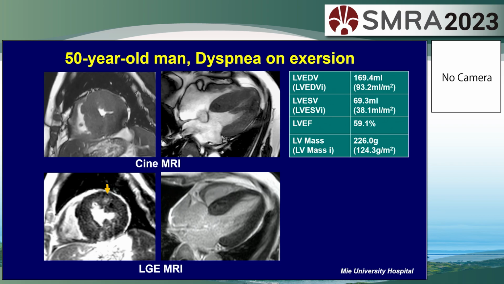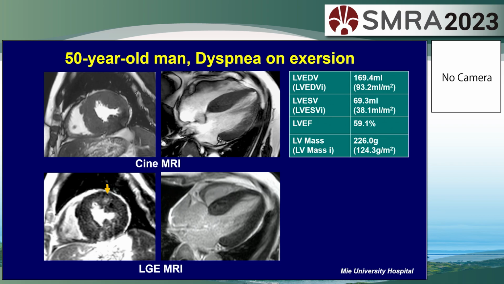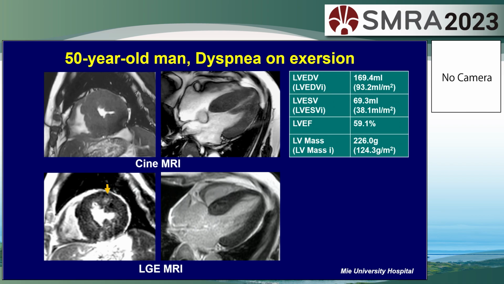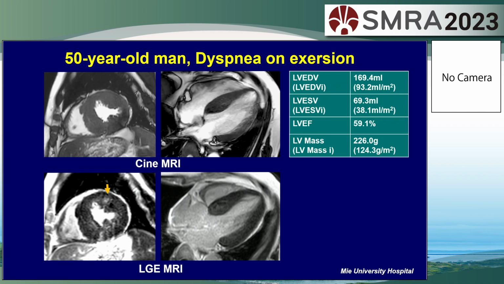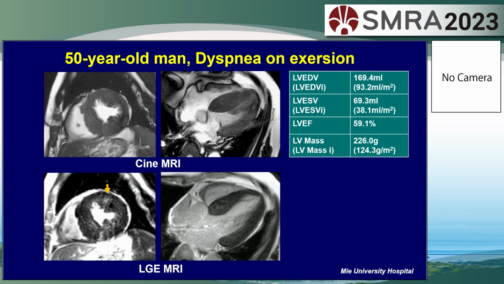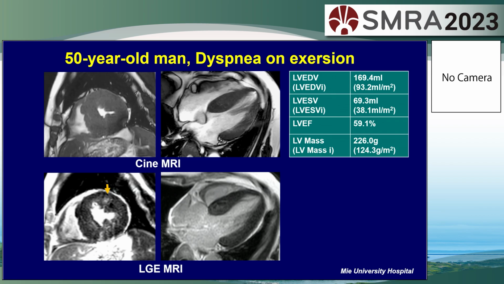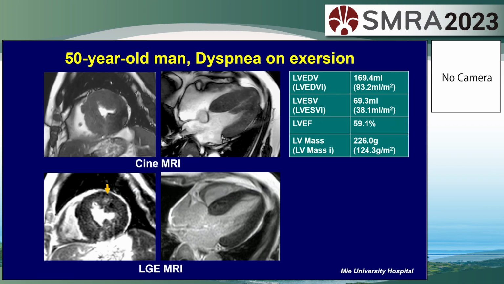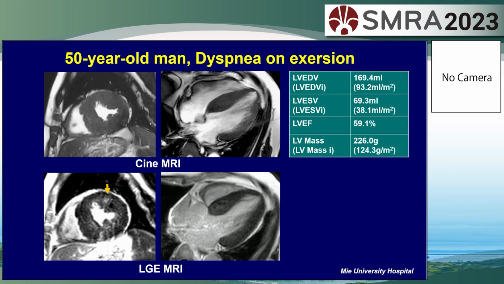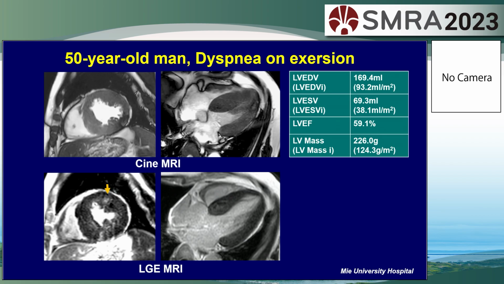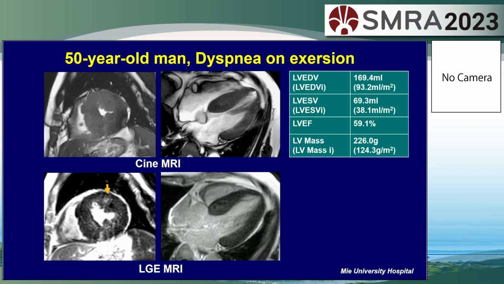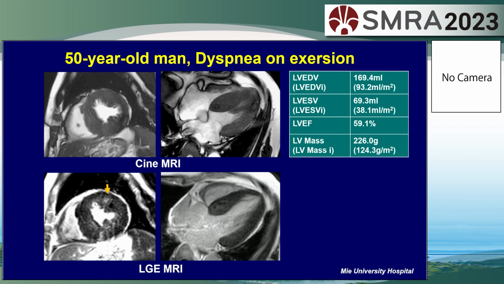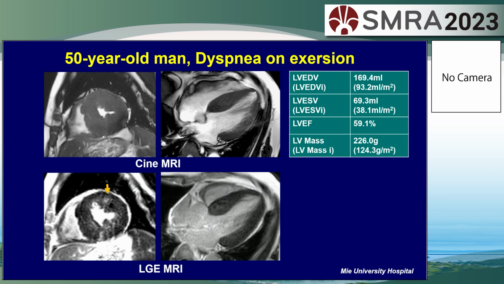So this is an example of a 50-year-old man with dyspnea on exertion. You will find myocardial thickening, especially in the septum, and LV mass index is increased to 124. However, LVEF is normal, and there is a faint LGE in the anterior wall. So this image looks exactly like hypertrophic cardiomyopathy.